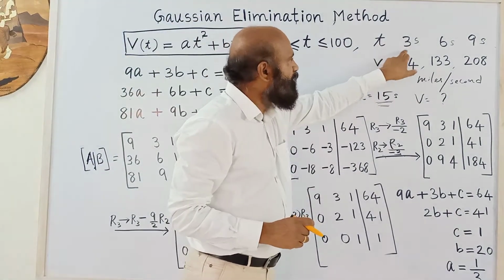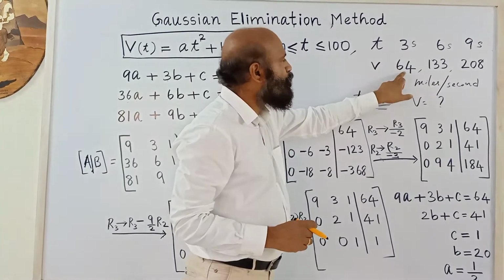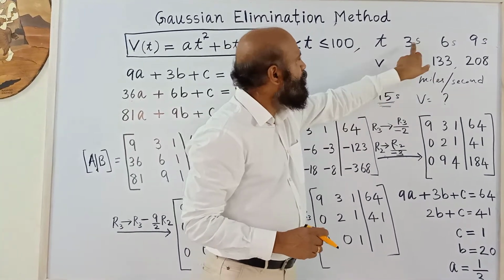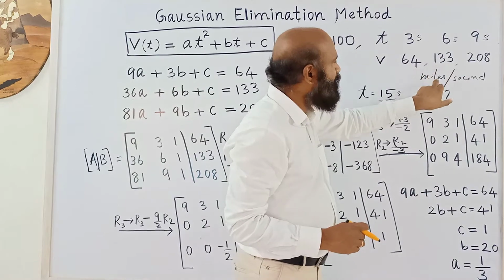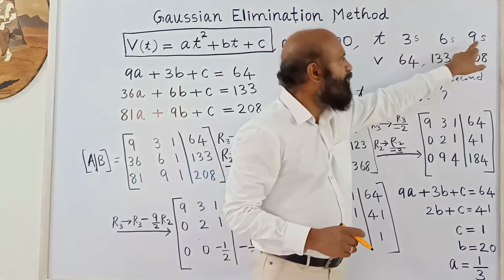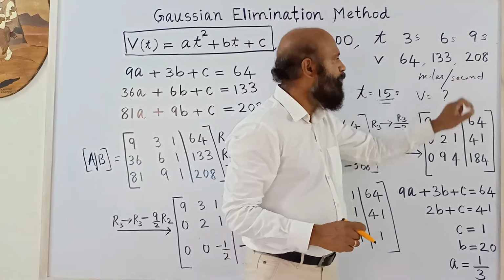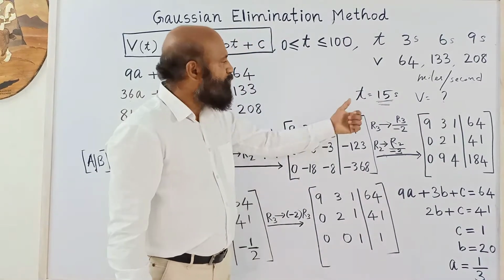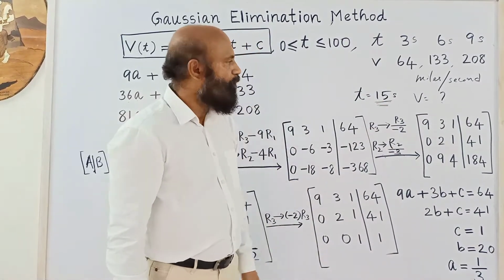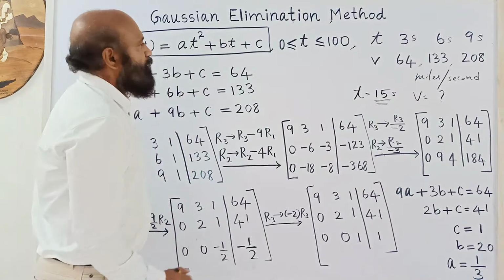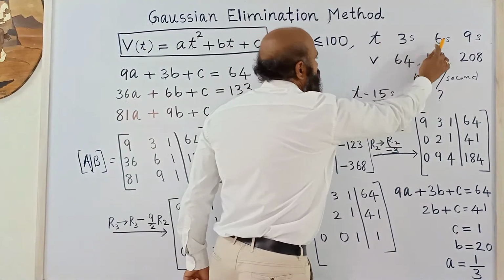Then when time is 3 seconds, velocity is 64 miles per second. When time is 6 seconds, 133 miles per second. When time is 9 seconds, 208 miles per second. The question is, when time is 15 seconds, what is the velocity? Then using this we can write 3 equations.